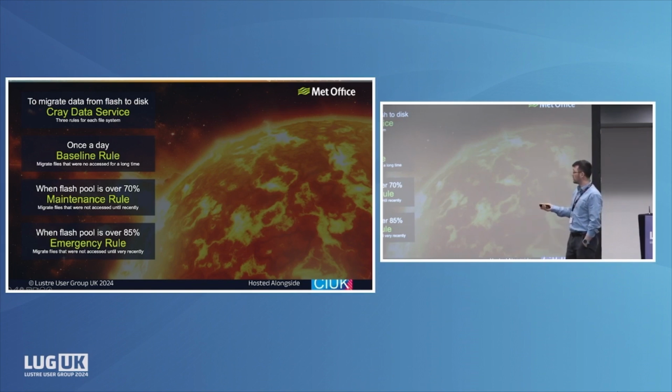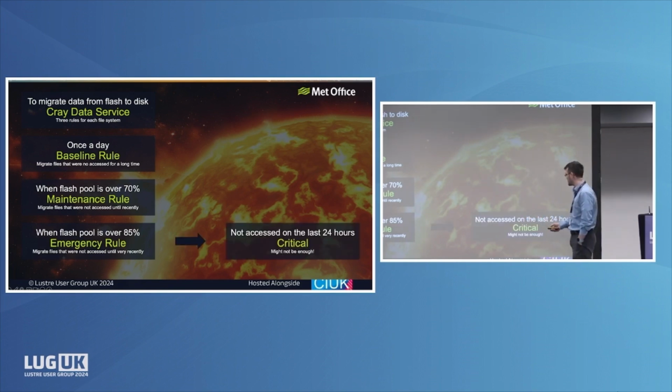We have a maintenance rule at around 70%, and that starts to move data that has not been touched for a week. We are doing that because we want to keep our flash pool around 70%. And then we have an emergency rule that starts at 85% and migrates files that were not accessed until very recently. In the case of the critical file system, that is the last 24 hours. And we think it might not be enough. In the case of emergency, we might have to move the data that has not been touched for the last 6 hours, because that's how our cycle works.